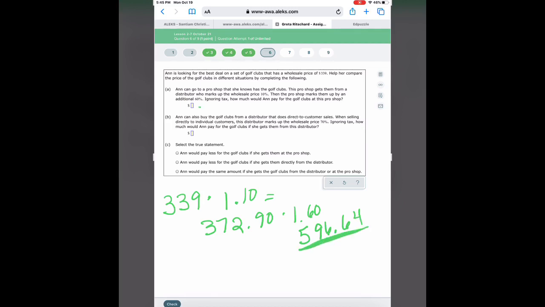And then she can also go to a direct-to-customer thing, and this gets marked up by 70%, and we're going to ignore the tax. And so we're going to do 339 times 1.70. 339 times 1.7 gives me 576.30. And so it's actually a better deal to go to the direct to customer right there.